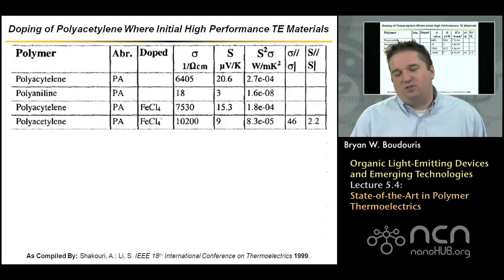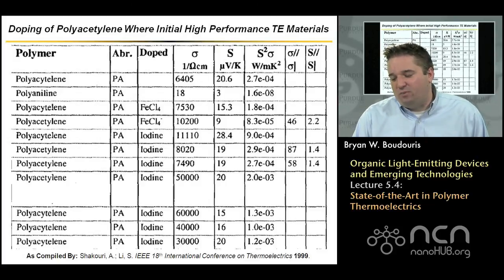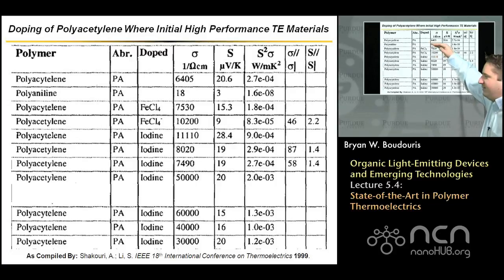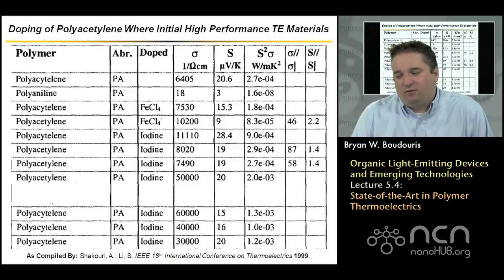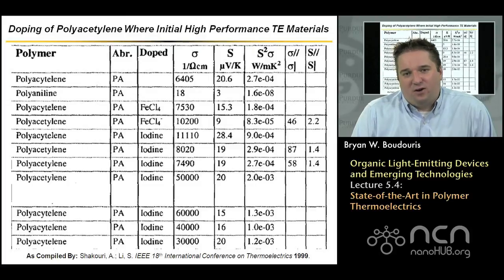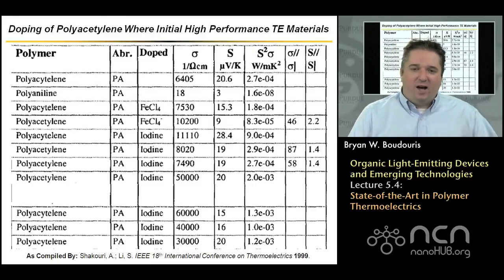So what people move to is doping with iodine. Okay. And when people dope polyacetylene with iodine, you can see that the conductivity shoots way up, all the way up to 50,000, so almost an order of magnitude higher, right? The Seebeck coefficient between the very first entry in the table and the one in the bottom is exactly the same at 20. And that puts it at a power factor of 10 to the negative third watts per meter Kelvin squared. Okay? So now we have this relatively high power factor.